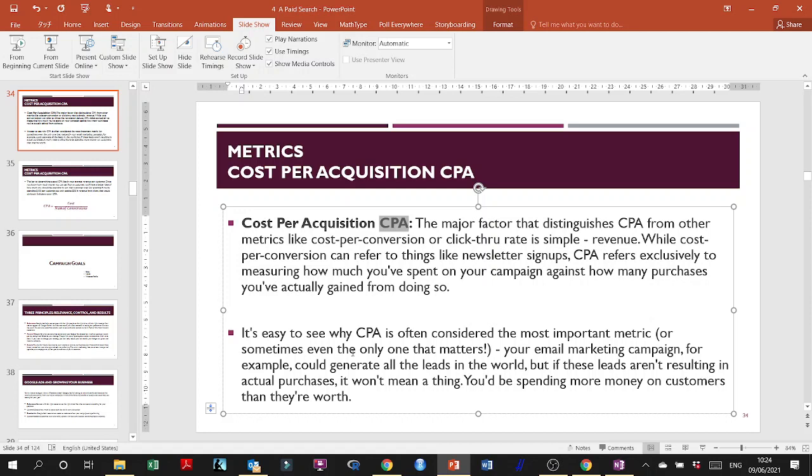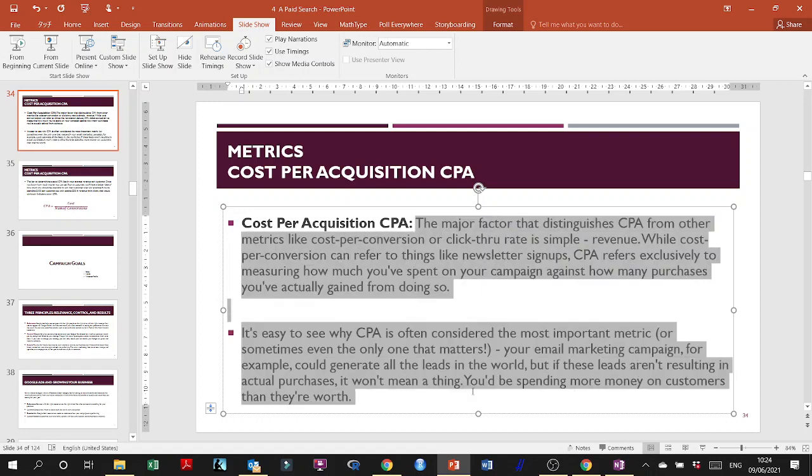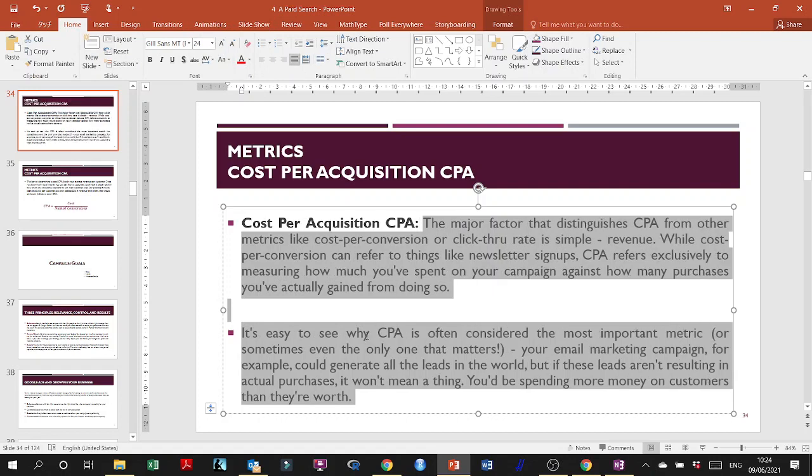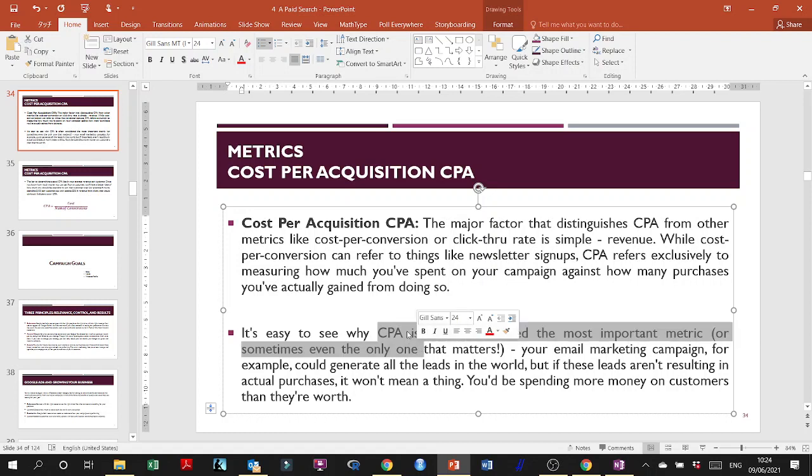It's easy to see why CPA is often considered the most important metric, or sometimes even the only one that matters. Unfortunately, this kind of metric doesn't open up to all users of the platform, of the tools of Google Ads, but over time, as you progress and you pay more and you become a loyal, successful customer with Google Ads, this kind of option will open up. But as a default, right from the beginning, it's very difficult for you to start with a cost per acquisition kind of campaign.